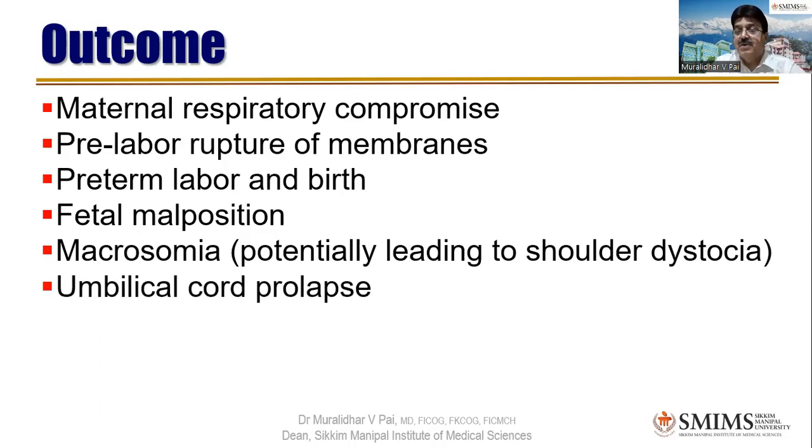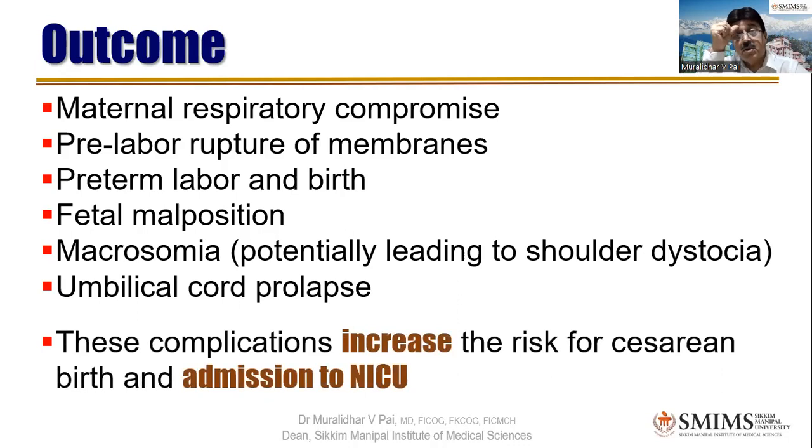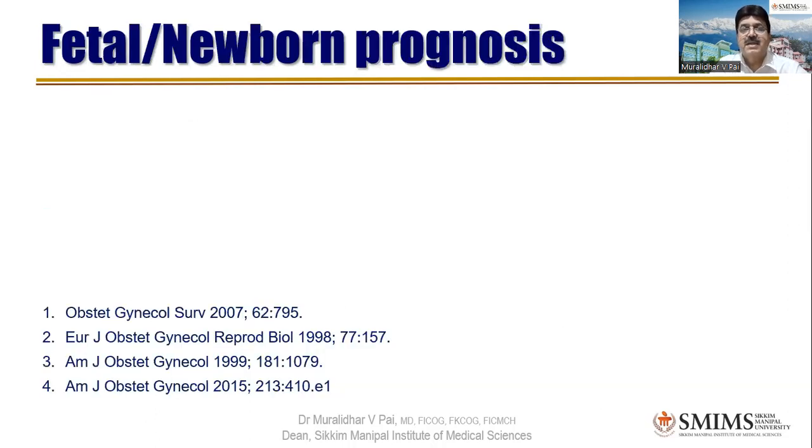Umbilical cord prolapse. I have already told you this. If there is premature rupture of membranes, a mobile head, and a sudden gush of fluid, the umbilical cord will come out. That will be the end of the baby. The baby will die unless you are there to immediately take care of the situation. So these complications increase the risk of cesarean birth and admission to NICU. So it's almost like a vicious circle. You don't know which one came first, what caused the problem, and how the problem progressed.